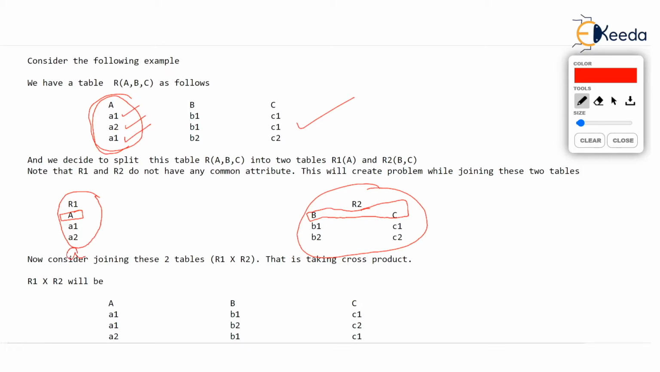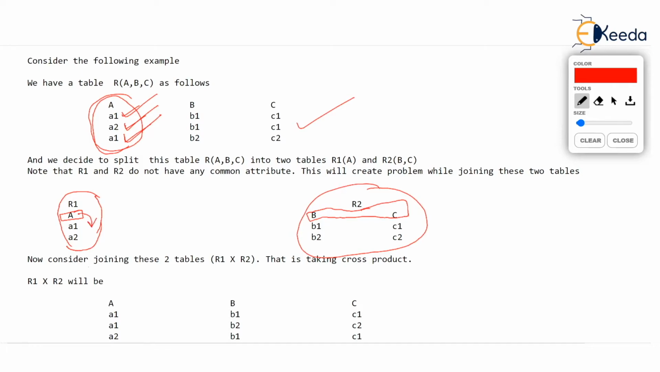Why? Because this is an individual row and the row cannot be duplicated, isn't it? The entire row cannot be duplicated. I hope you are understanding. So A1, A2, A1 are the values of A. So in the new table R1, under the column A, we will be having two values A1 and A2.